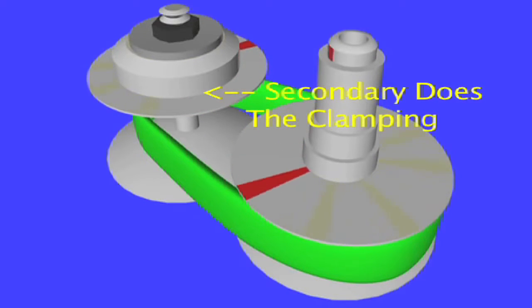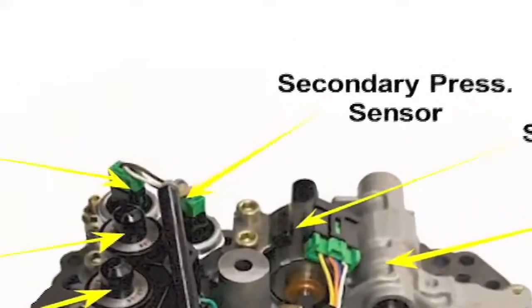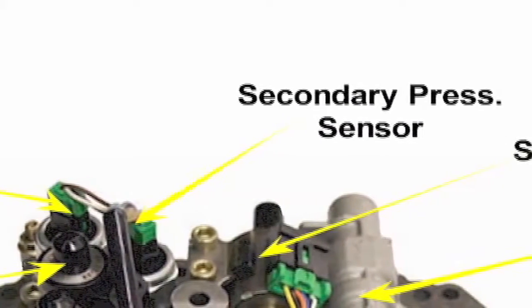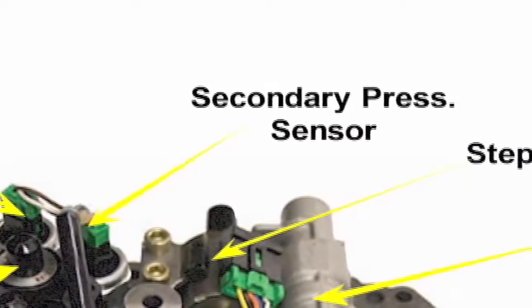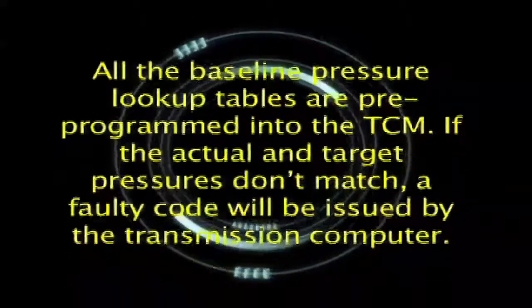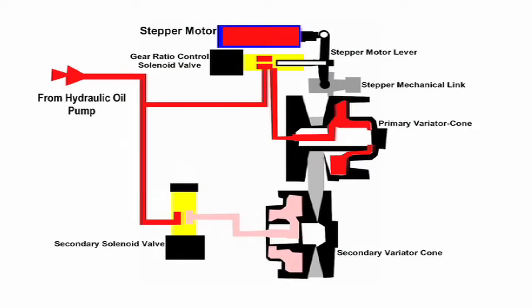As a feedback system, the TCM will look at the secondary variator pressure sensor to determine if the solenoid is operating properly. All the baseline pressure lookup tables are pre-programmed into the TCM. If the actual and target pressures don't match, a fault code will be issued by the transmission computer.